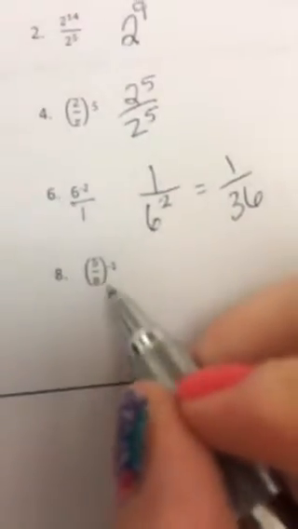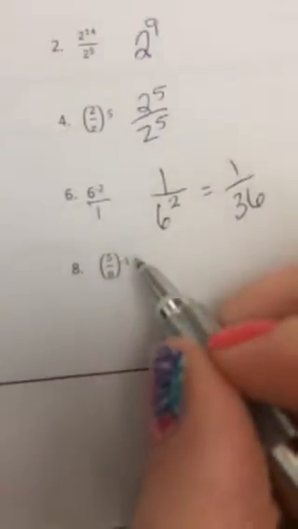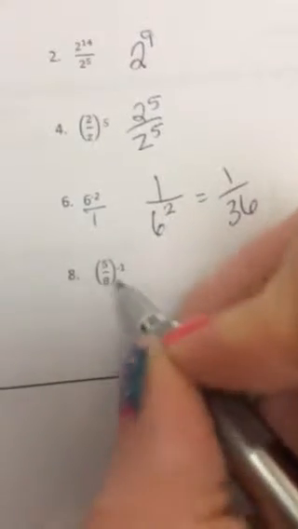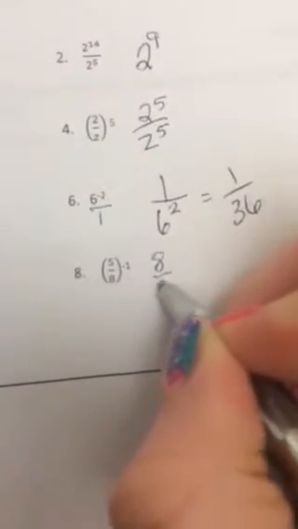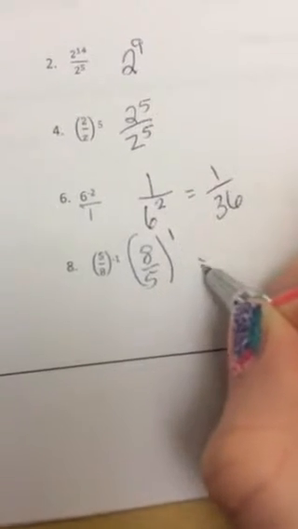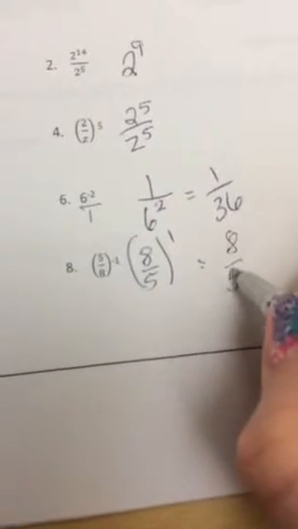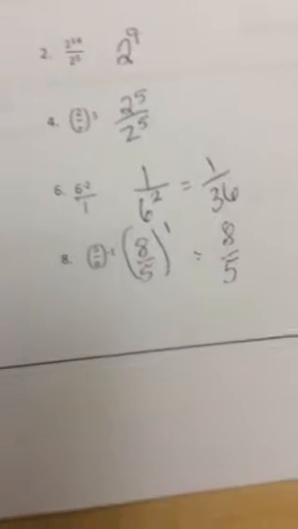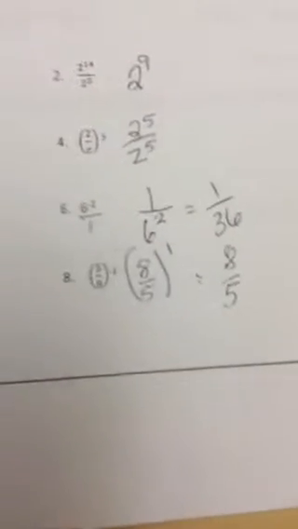All right, 5 over 8 to the negative 1st. Well, if you have a whole fraction raised to a negative power, just flip the fraction, and all of a sudden it's positive. Positive power, right? And that would just be 8 to the 5th. Or 8 over 5. 8 over 5 raised to the power of 1 is just 8 over 5.